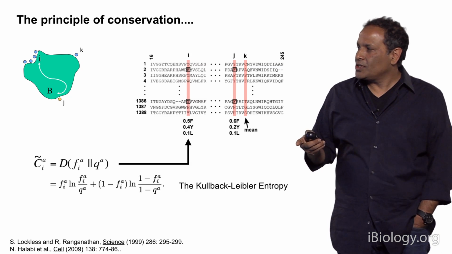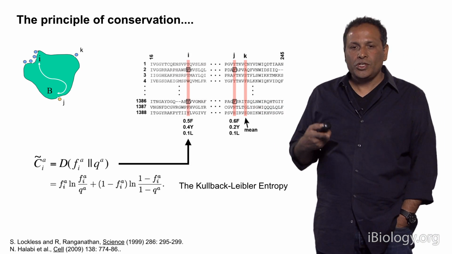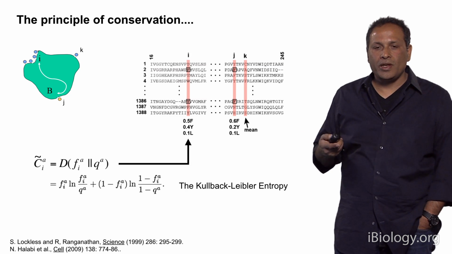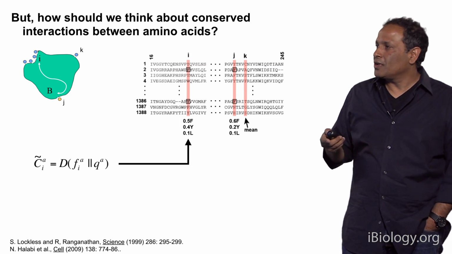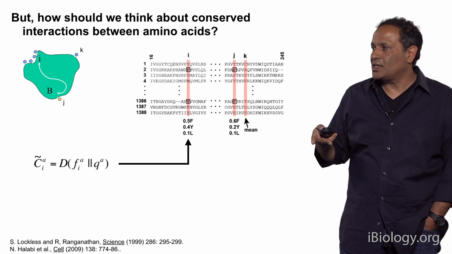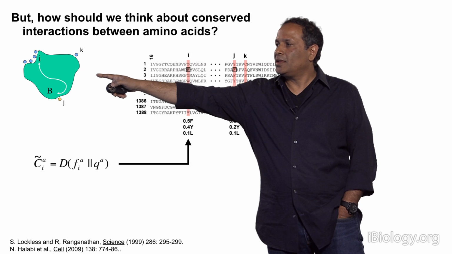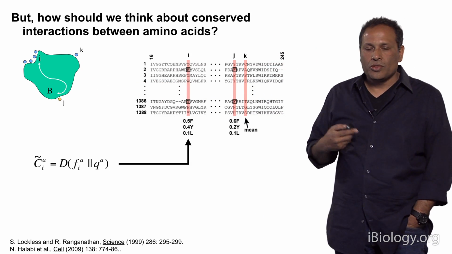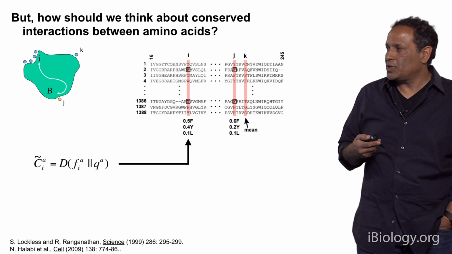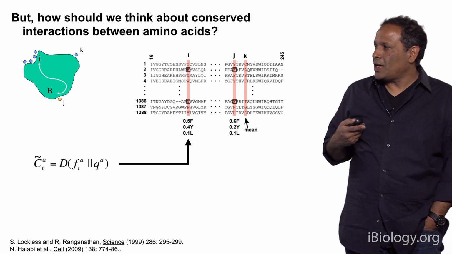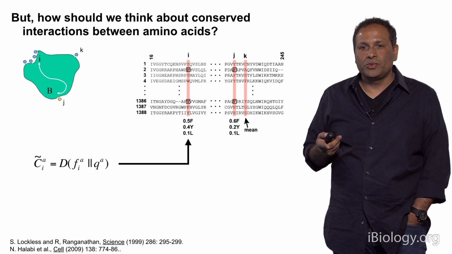But this is just an analysis of what I would say is first order statistics. That is to say, the constraint on positions taken independent of each other. But we are looking, of course, to understand the pattern of interactions between amino acids, the way that all the amino acids are talking to each other or interacting with each other through the physical forces acting between all the atoms. And so the question is, how should we think about, mathematically, conserved interactions between amino acids?